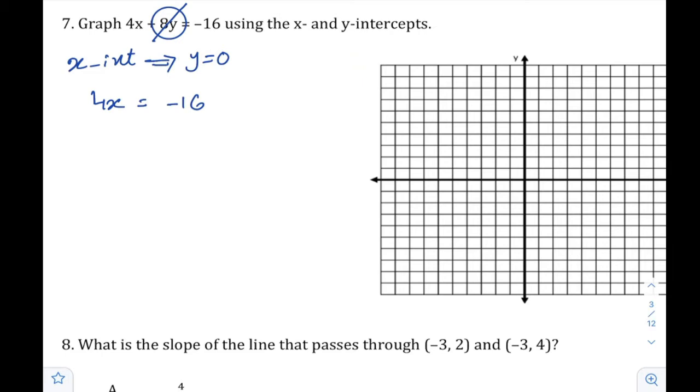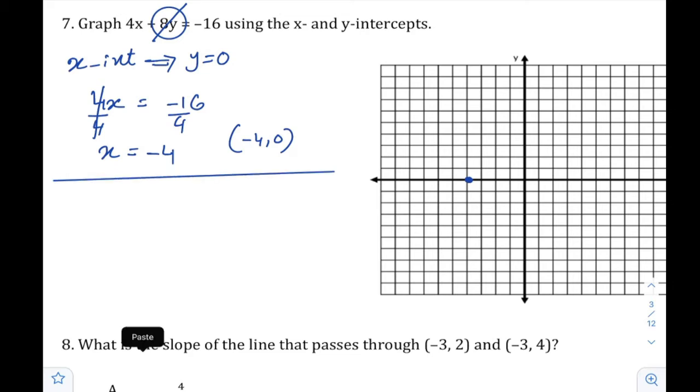This is case 1. And you will divide both sides by 4 to solve for x, and this is minus 4. So the first point we have here is minus 4 and 0, negative 4, 0. Go to negative 4, 0, and this is the first point. We choose another color to find y-intercept.